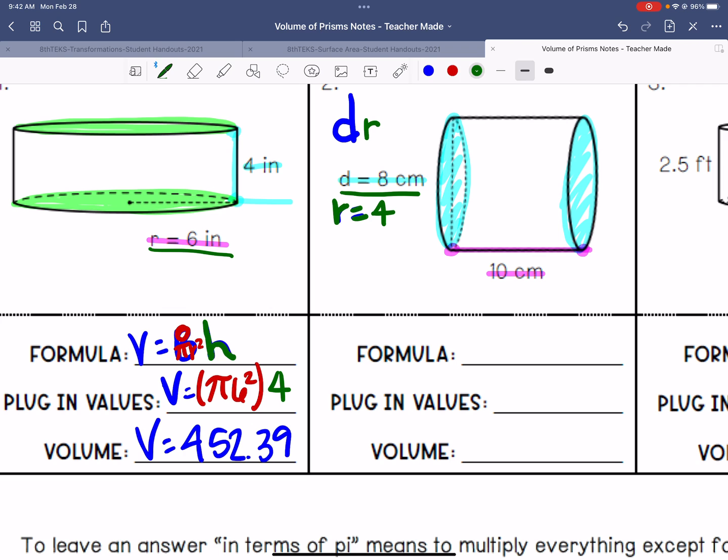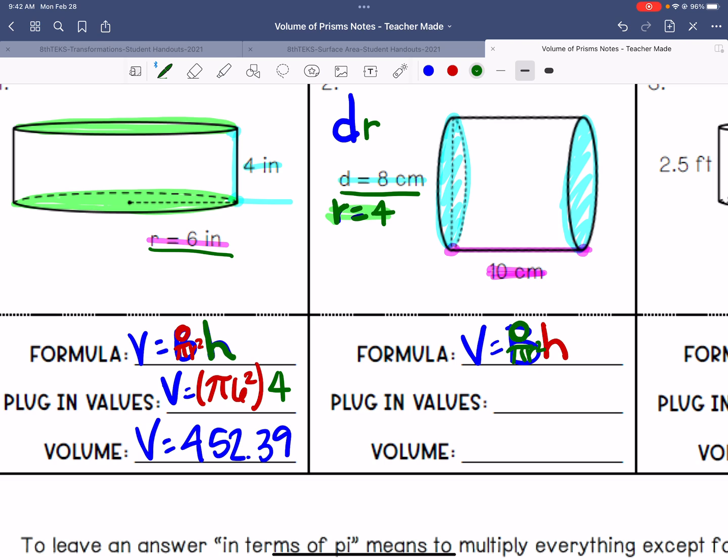Okay, so you have your radius and you have your height, and you know that your formula is volume equals area of the base times height, where your base is a circle, and you use pi times radius squared to solve for it. So you're going to go ahead and plug in your values and solve, and I will have the answer on here for when you're finished.